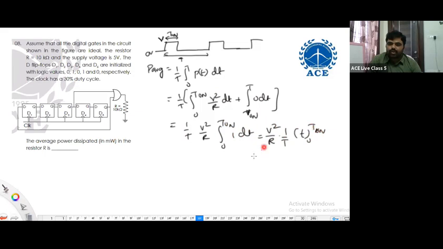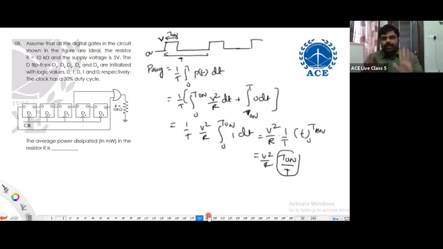This is a formula we need to know. V square by R, if I substitute T on minus 0, what is it here? T on by T. V square by R is power. Then T on by T. So what is T on by T? Duty cycle of the output waveform. Check it correctly. Very simple. V square by R, T on by T.